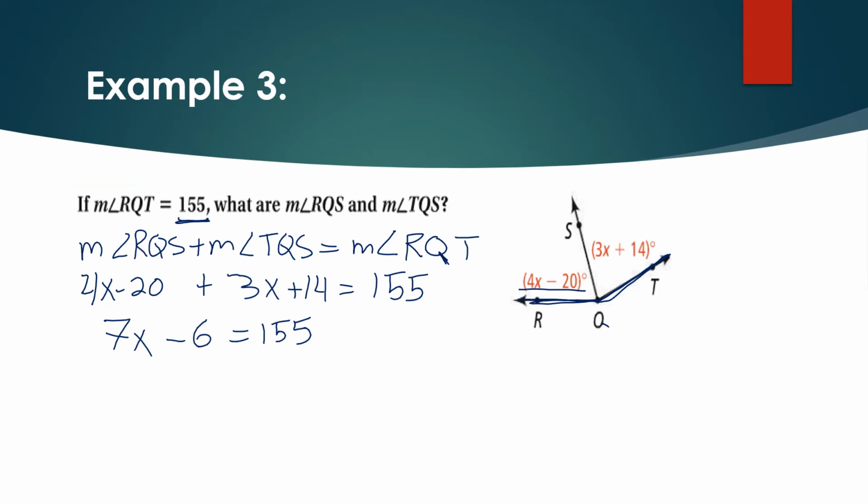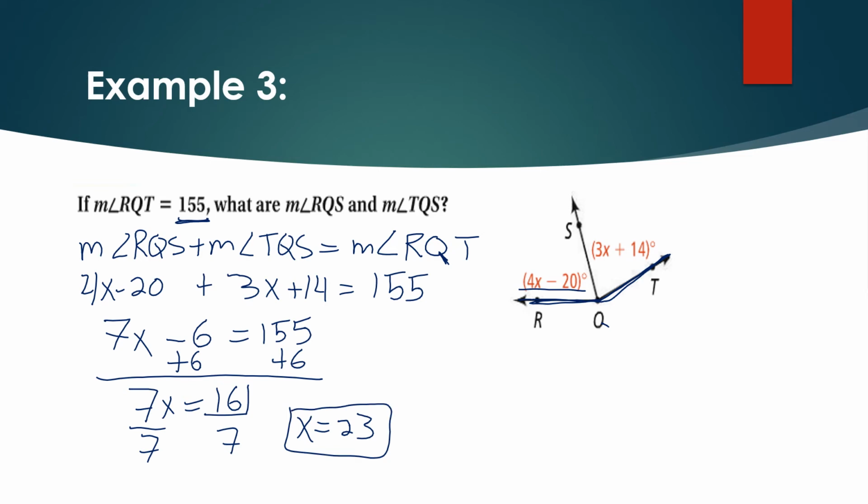To get x by itself, we're going to add 6 to both sides. And that gives me 7x equals 161. I'm trying to figure out what x is. So if I divide both sides by 7, you may need a calculator for this, but I believe x is going to be equal to 23.